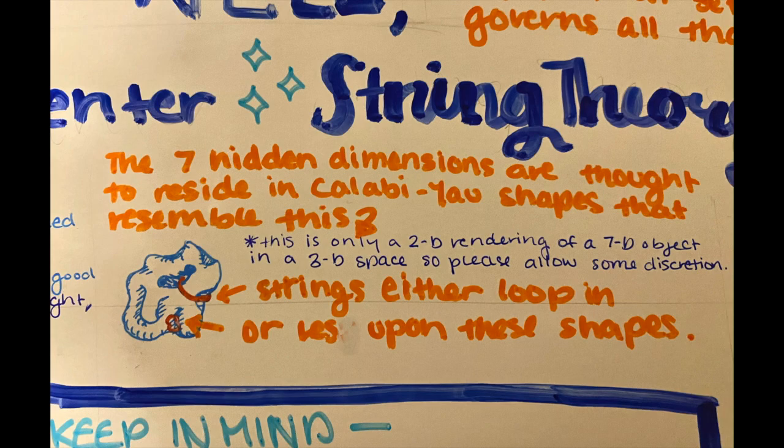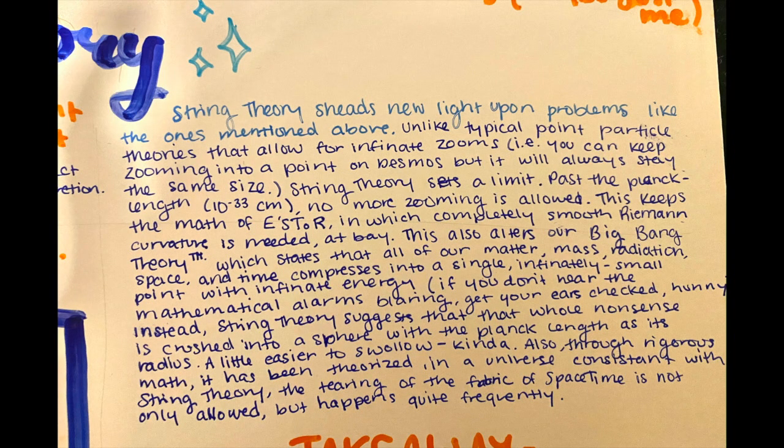And strings either loop around sections of the Calabi-Yau shapes, or they sit in little nooks and crannies of the shapes, and depending on whether or not they loop or they sit in, radically affects their mathematical properties and what they can do for the theory. So that's something to keep in mind. All right, and some pros about string theory is that it sheds new light upon problems like the ones I mentioned before between relativity and quantum mechanics.